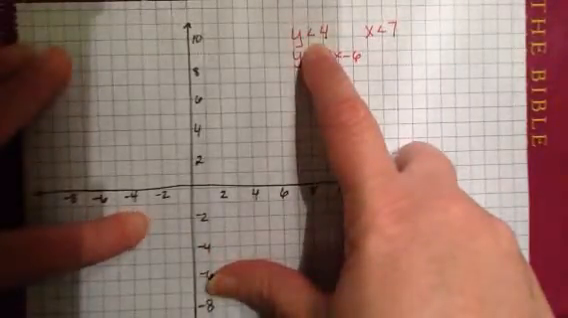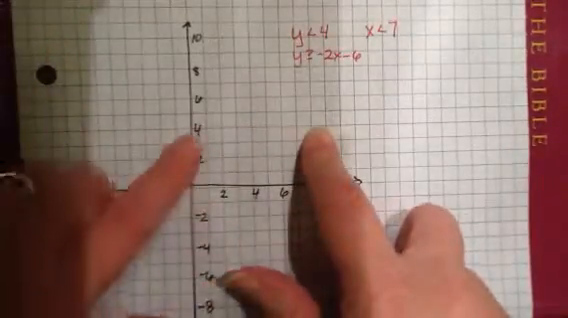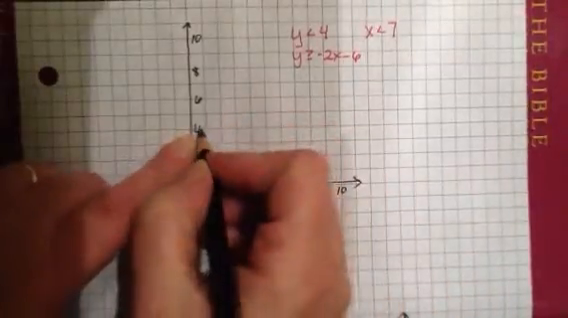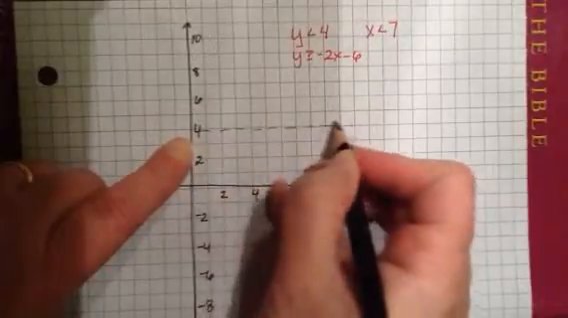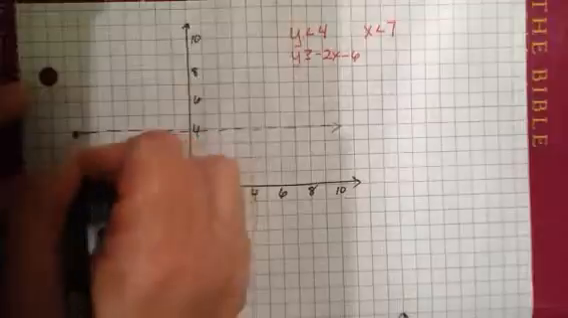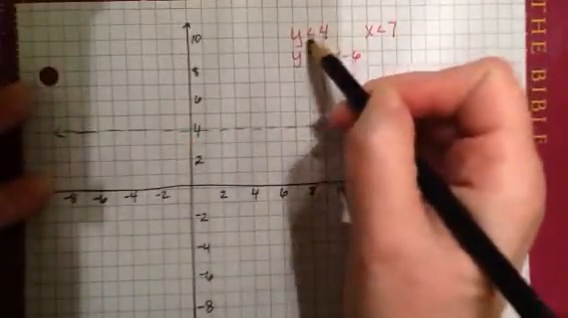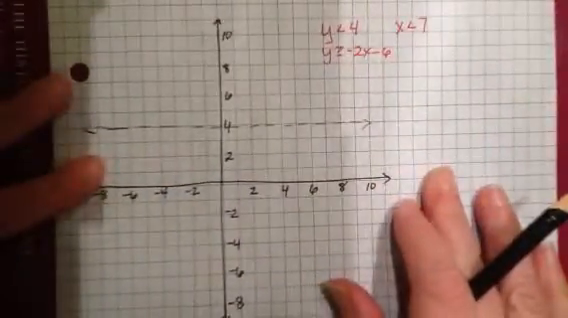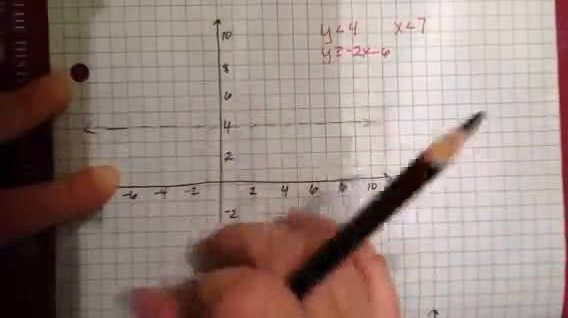If I were to graph y equals 4, then that would be a horizontal line here. So let me graph y. And I'm using a dashed line because I have less than 4. It is not an equal to. If it were equal to, I would have a solid line.